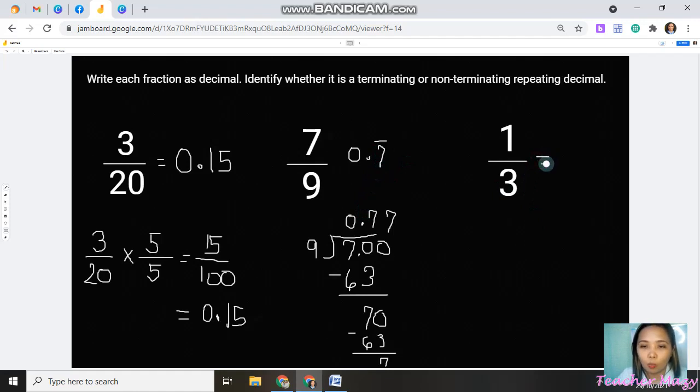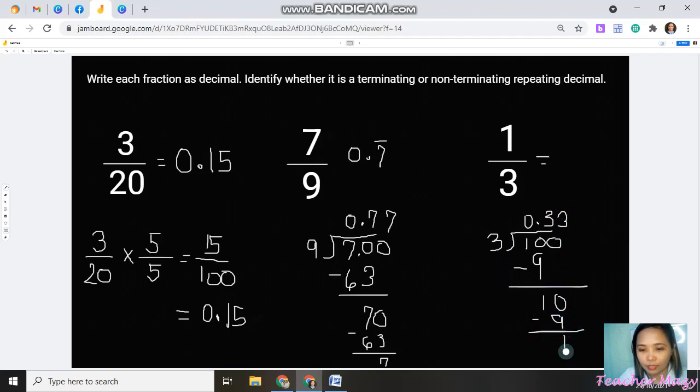Next is 1/3. Let's use division. 1 divided by 3. Let's add another 0. So this is 3, 9. 10 minus 9 is 1. Another 0. Okay, 3, 9. As you can see, we have the same remainder. That means this is a non-terminating and repeating decimal. So our answer is 0.3, and put a bar on top to indicate that it is a repeating decimal.